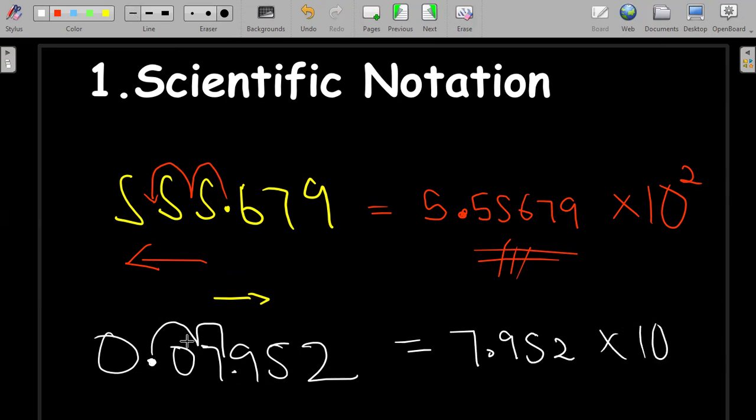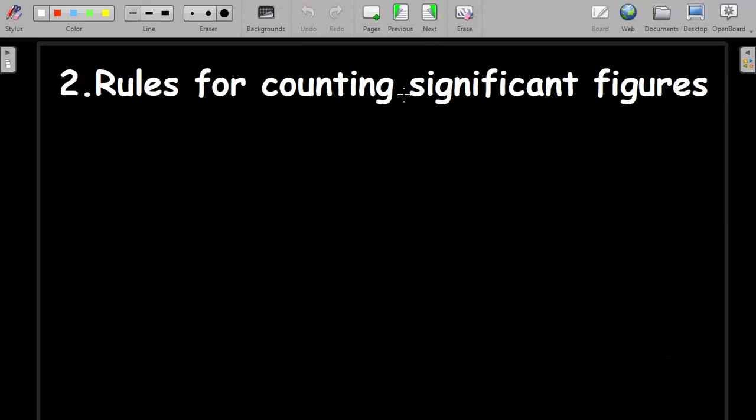How many times did we move? 1, 2. And we moved to the right. So it means the power there will be -2. So that's how you can change from the normal notation to the scientific notation. From there now we can talk about the rules for counting significant figures. If you have any questions, please feel free to ask. Just unmute your mic and then you can ask me.